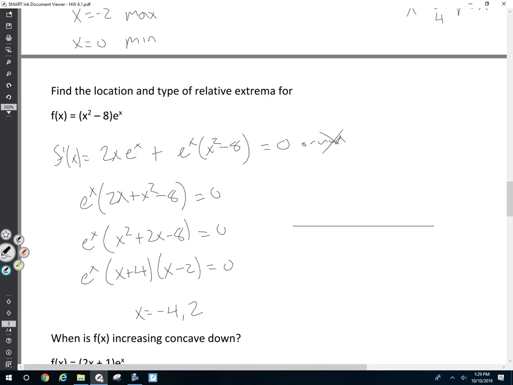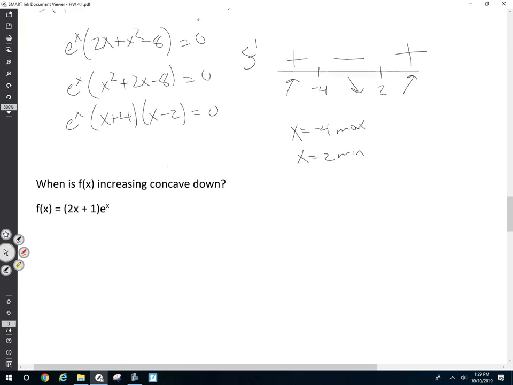You think it's a positive, negative, positive? Do you think it's a positive, negative, positive? It is. Look at that. Just so happens. Won't always happen like that. Just all these examples so far have. X equals -4 is a max. X equals 2 is a min. I didn't need this over here, so boom. All right.